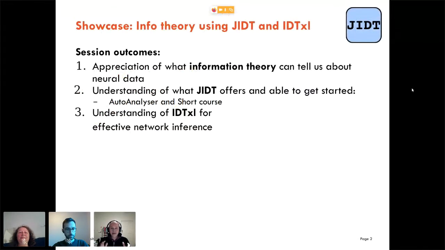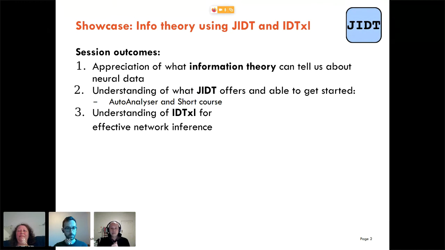We've only got half an hour, and it's very early on a Sunday morning for us. So what can we hope to achieve? Well, our session is split into three parts. That aligns with the three takeaways that we hope you come away with today. The first is by way of background. We'd like you to take away an appreciation of what information theory can tell us in a computational neuroscience setting.